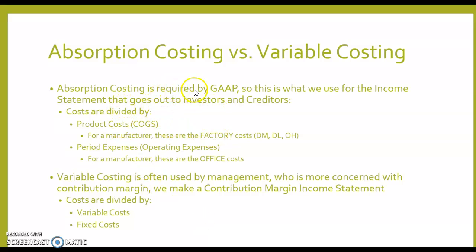Again, absorption costing is GAAP. Those are the income statements that go out to investors and creditors, with the product costs and the period expenses shown on them. The variable costing approach is used by management, and they have the variable and fixed costs on that contribution margin income statement.